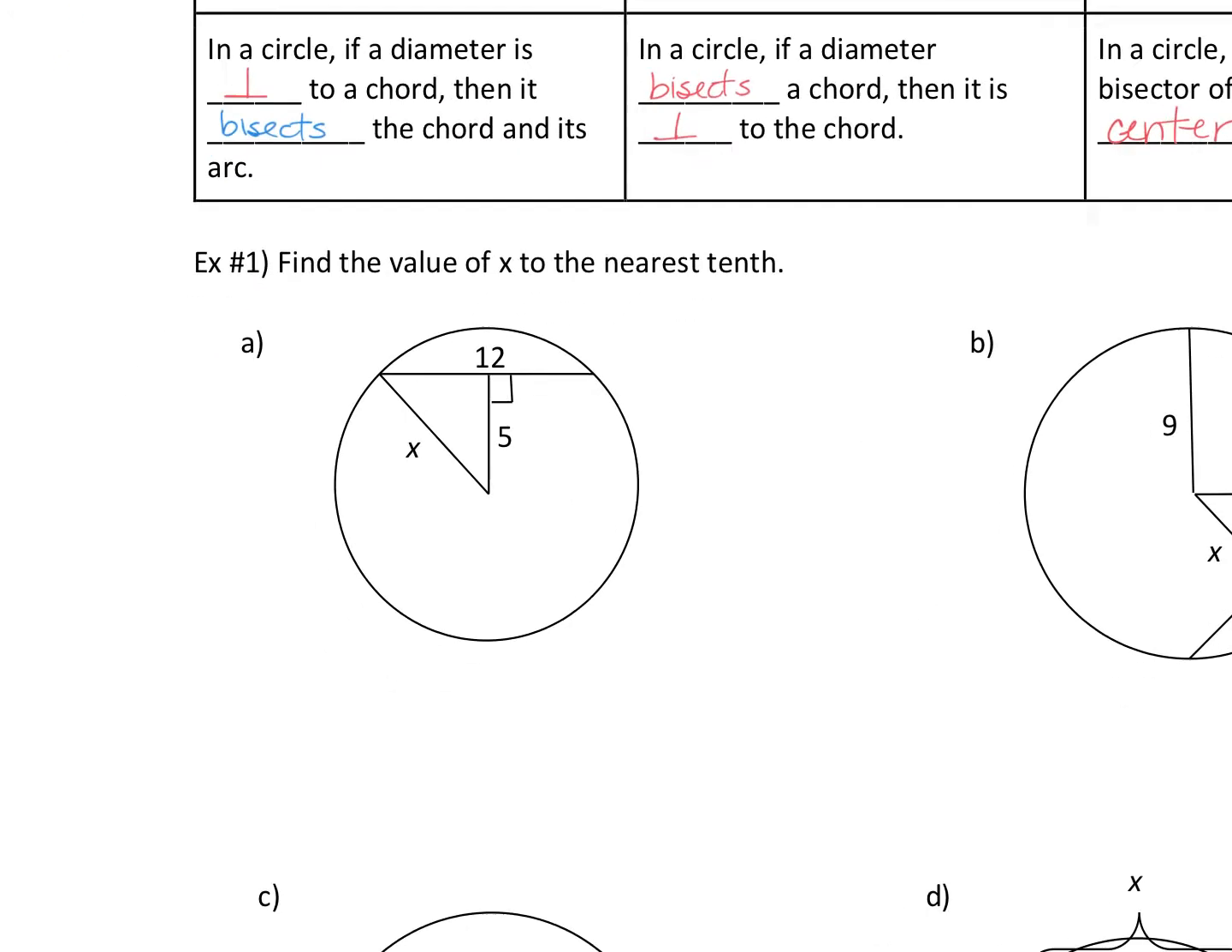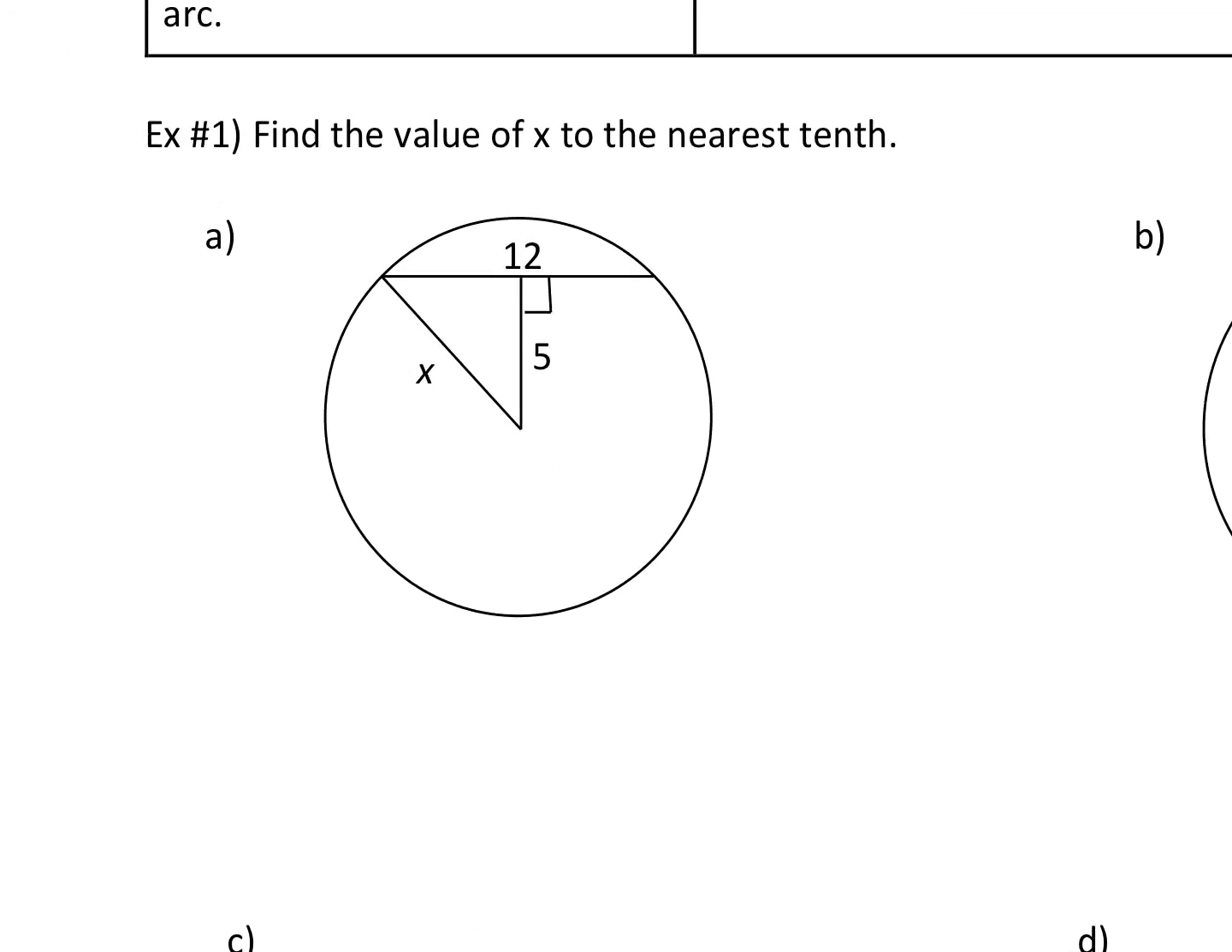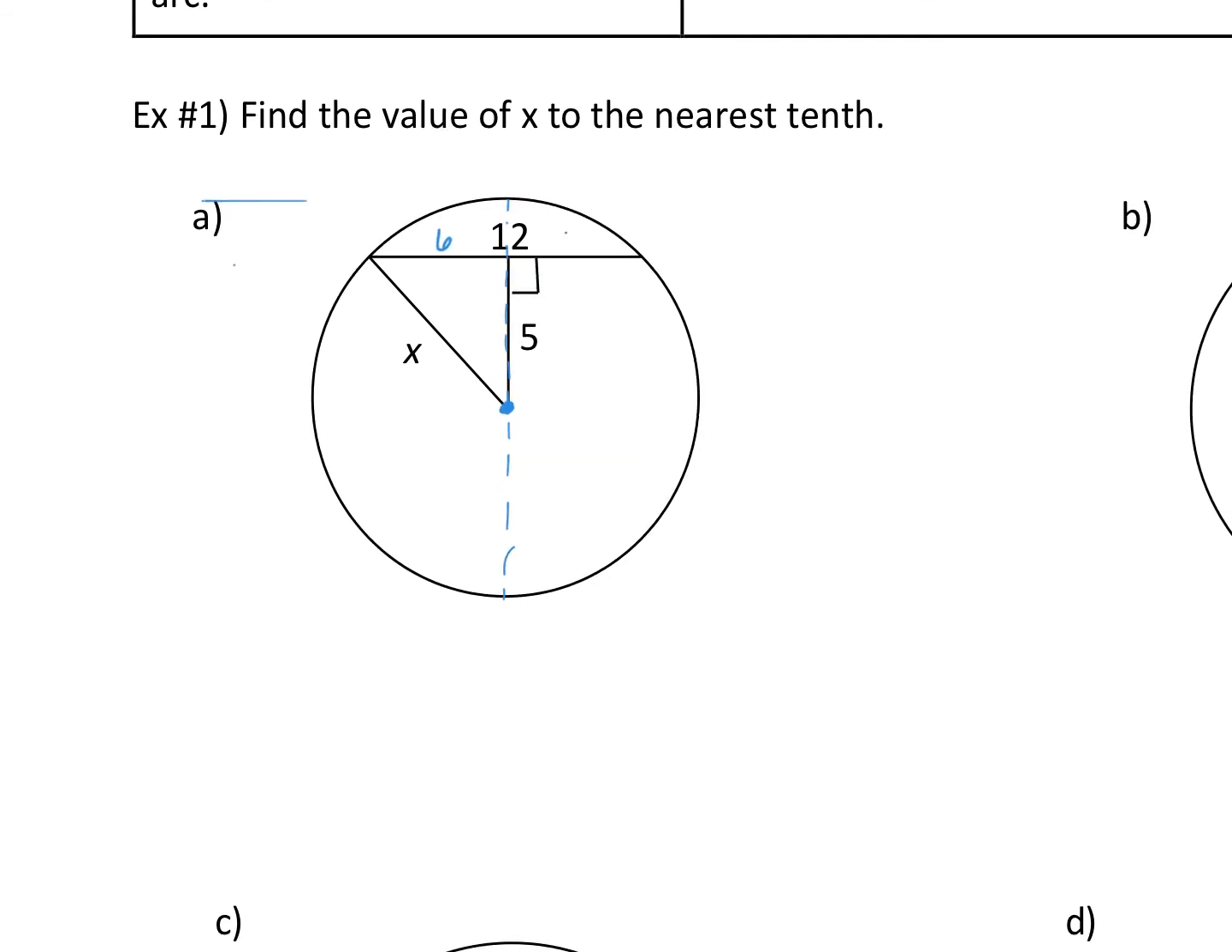So look at example 1 here, letter A. It says find the value of x to the nearest tenth. Again, if they don't tell you it's a center, you are allowed to assume center. So this is the center of the circle, okay? How could you find x from this? Tell me what you know. Think of it as if this kept going, it would be a diameter. What is it doing? Bisecting, okay? So this is going to be 6 and 6.